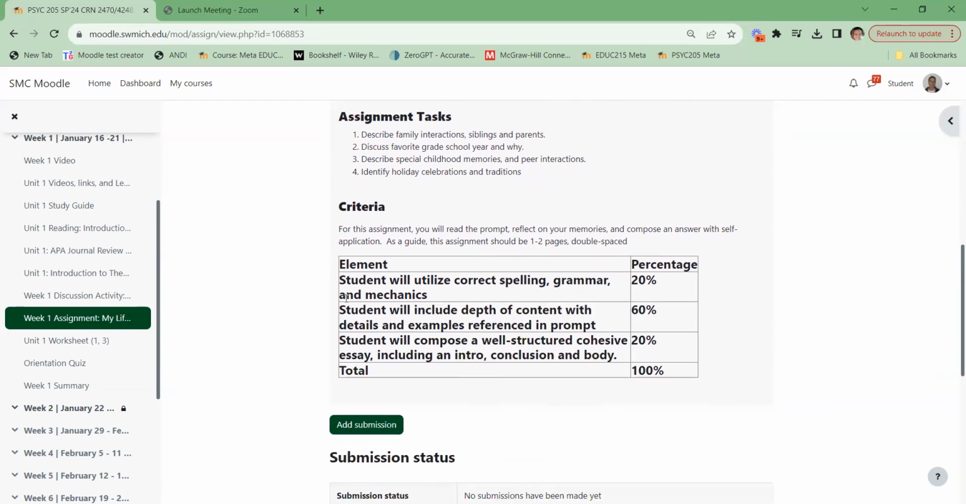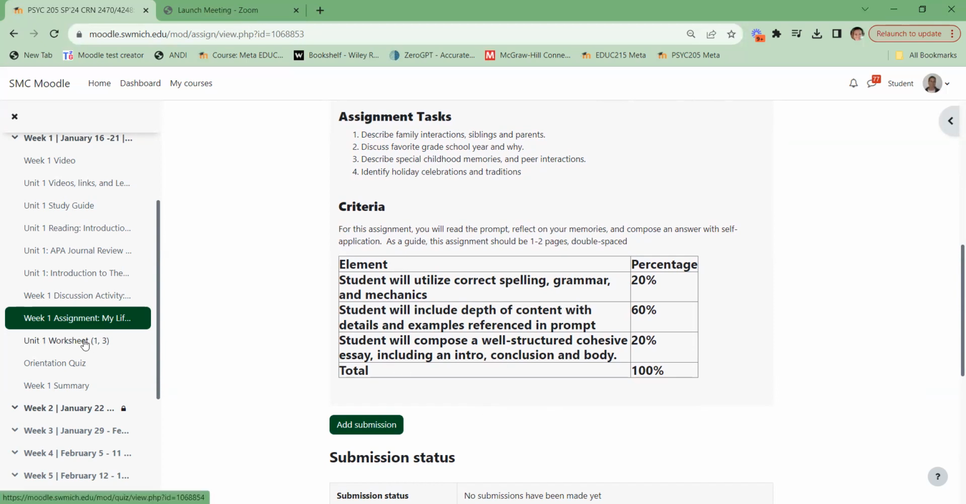Here is the criteria by which your paper will be graded. As you can see, depth of content is really important, as well as using proper grammar, spelling, and mechanics, and creating a cohesive essay.